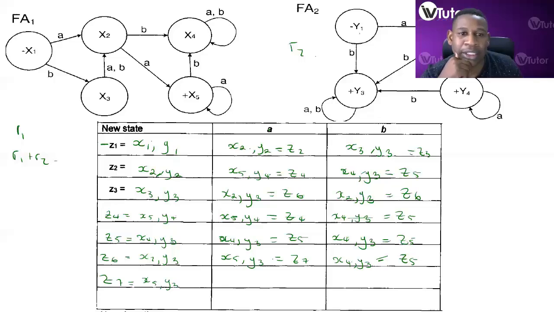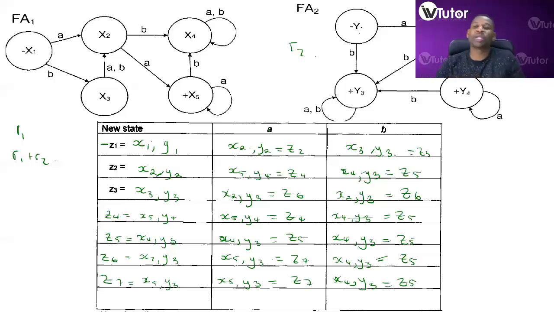In x5, if you encounter an A, you stay there. In x5, if you encounter B, you go to x4. Right. Then we've got x4, sorry, so we take away this one. In y3, if you encounter an A, you stay there, and if you encounter B, you stay there. So this is z5. And then x5, y3, you stay in z7.